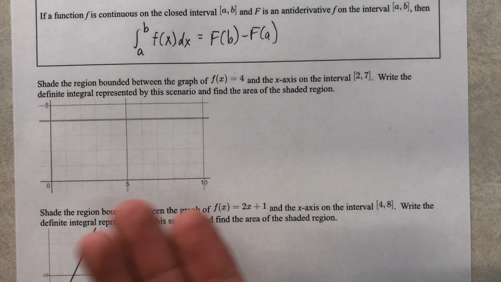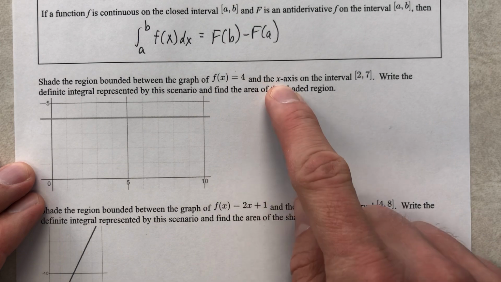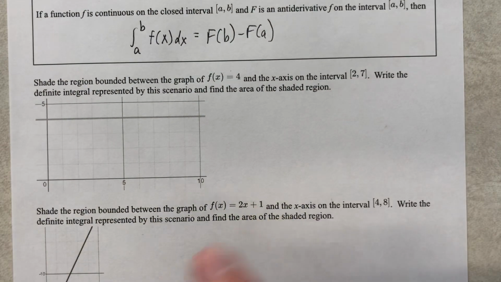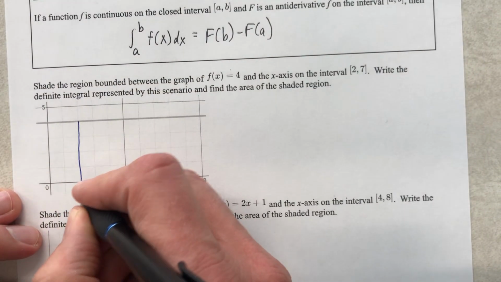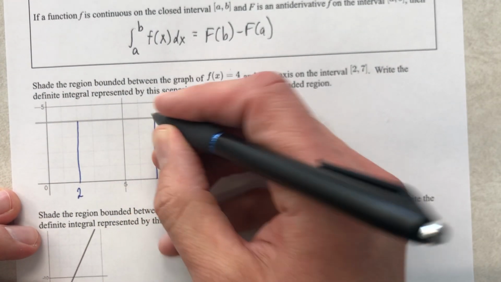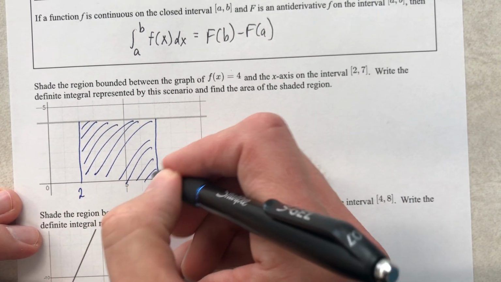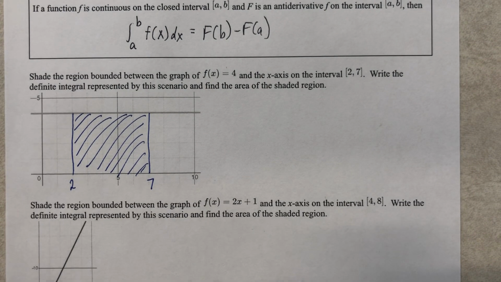All right, let's shade the region bounded between the graph of f of x equals 4 and the x-axis, so between this graph and the x-axis on the interval from 2 to 7, which I think is pretty straightforward. We're going to go from 2 to 7. There we go. That's what we're dealing with. And we are going to find that area. Great. Well, the area is 20 because I think we can find the area of a rectangle very easily.